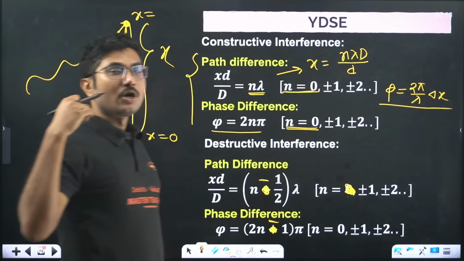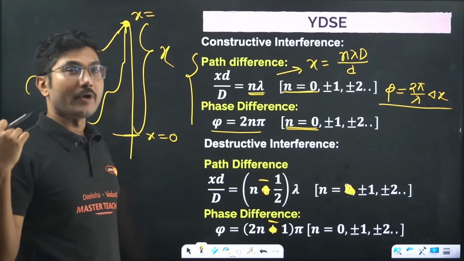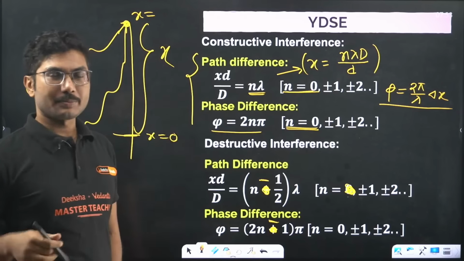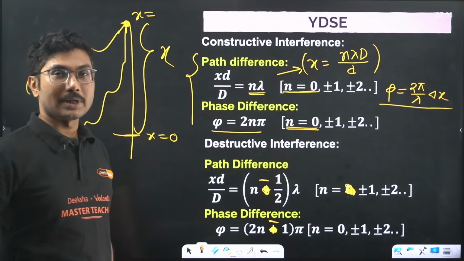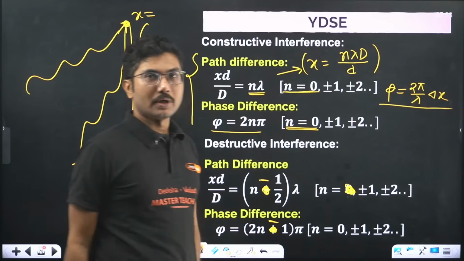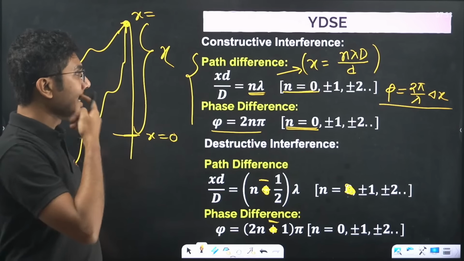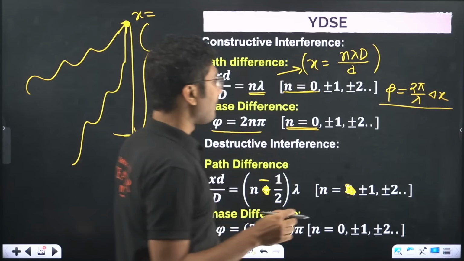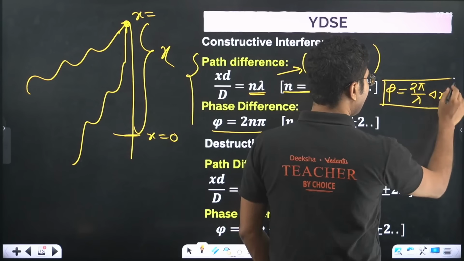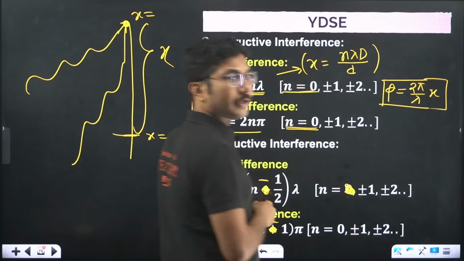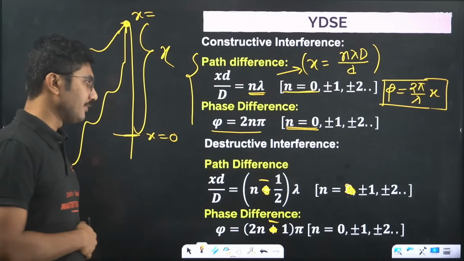So if they say that two fringes overlap, it means their corresponding x's should be the same. X for, say, n and n plus 1 overlap, so this equals the expression for the second one. Okay, phase difference is 2 pi by lambda into x. Okay, 2 pi by lambda into x will give you the phase difference.